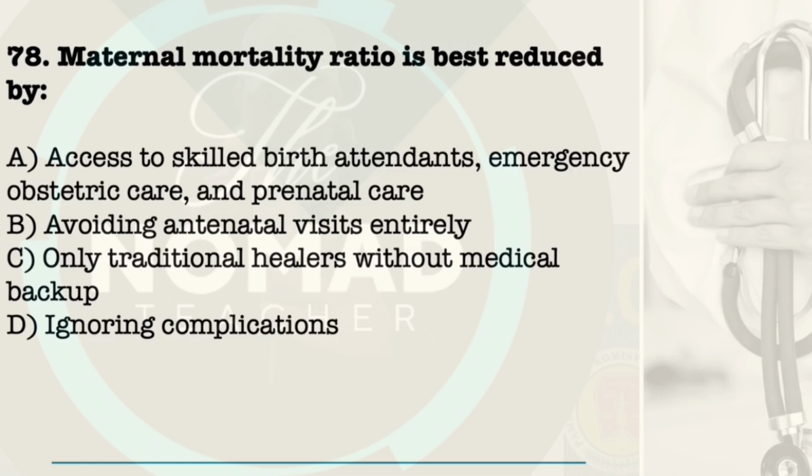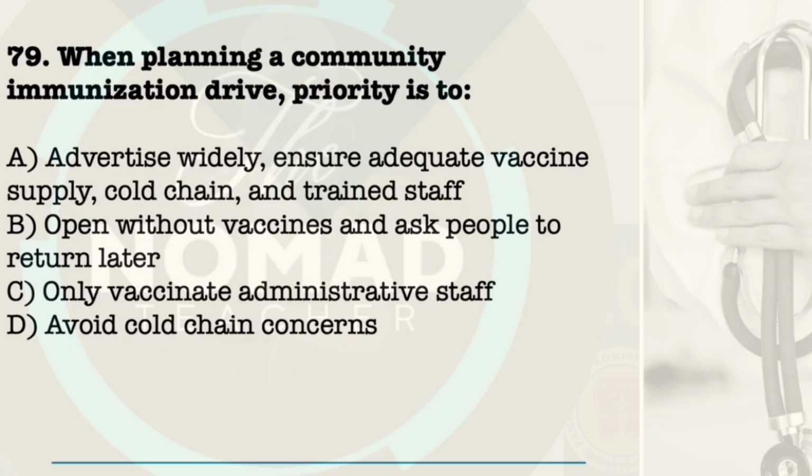78. Maternal mortality ratio is best reduced by: A. Access to skilled birth attendants, emergency obstetric care, and prenatal care. B. Avoiding antenatal visits entirely. C. Only traditional healers without medical backup. D. Ignoring complications.